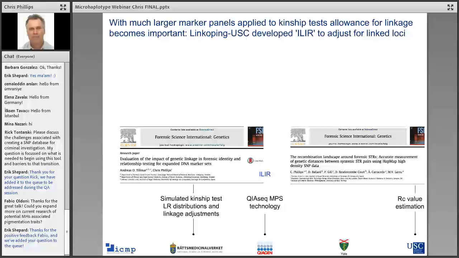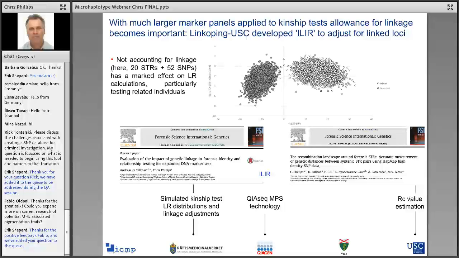It's important to factor in linkage analysis when looking at linked loci. And you can see here we would just look at 20 STRs and 52 SNPs, that it does affect the likelihood calculations, particularly when comparing related and unrelated individuals. So it's important, as I say, to take account of linkage.